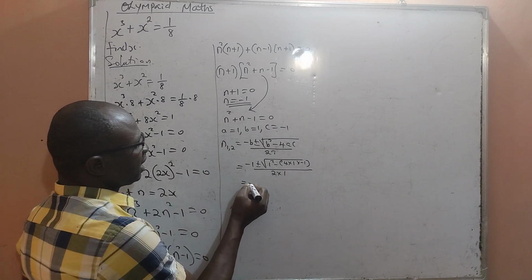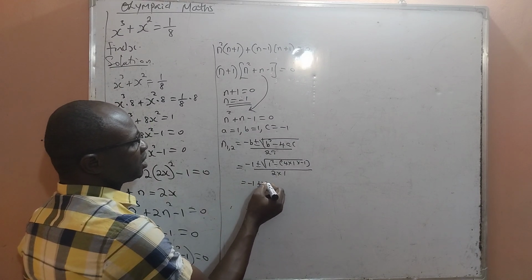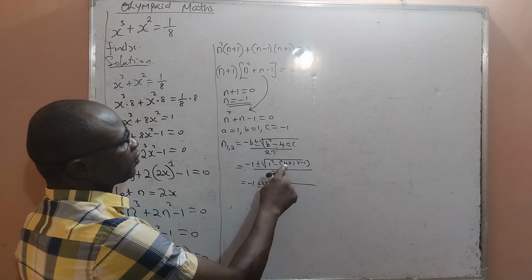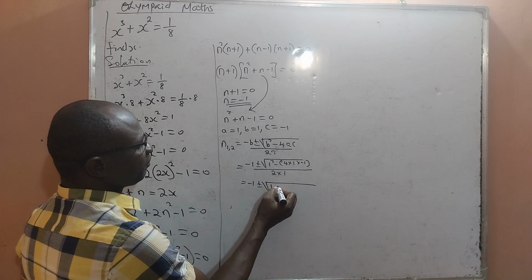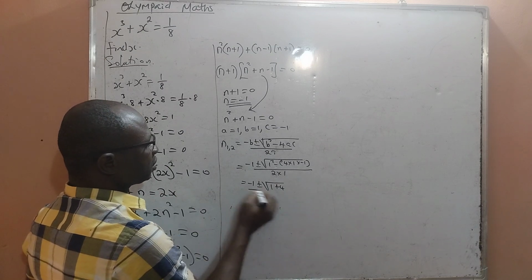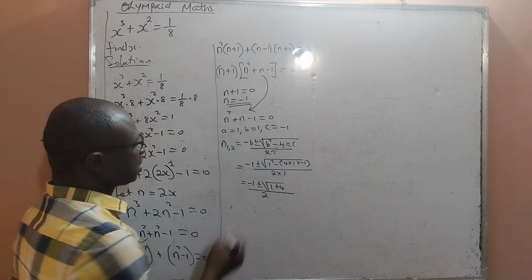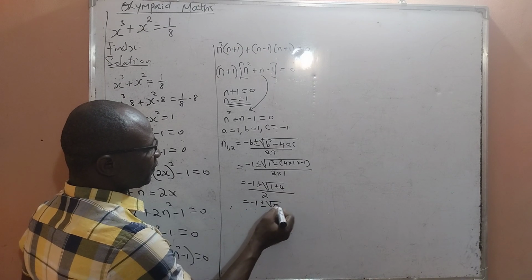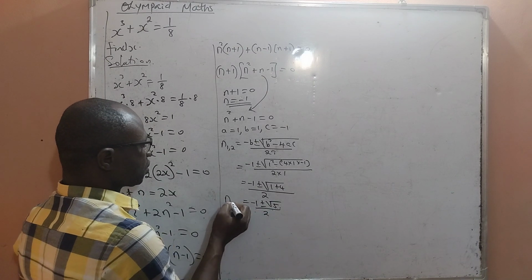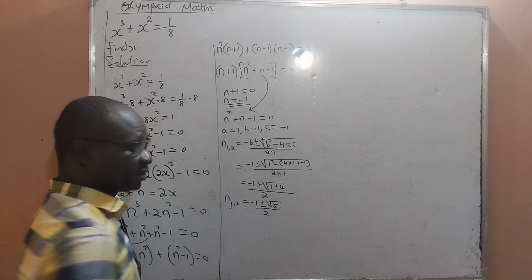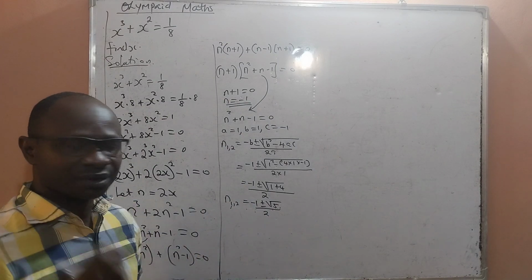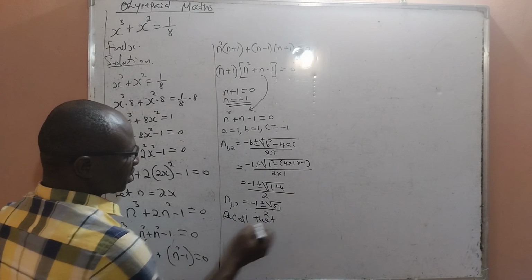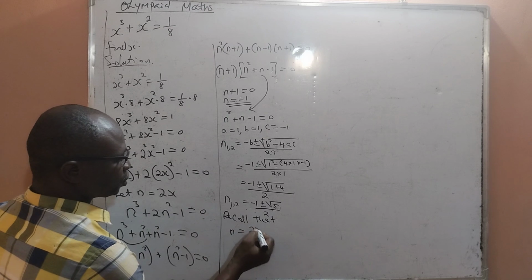Therefore, I have minus 1 plus or minus the square root of here, 1 squared is 1, then 4 multiplied by 1 multiplied by negative 1 will give me plus 4, all divided by 2 multiplied by 1. And this is equal to minus 1 plus or minus the square root of 5 all over 2, equal to n1, comma n2. Alright, but recall that we said n is equal to 2x.